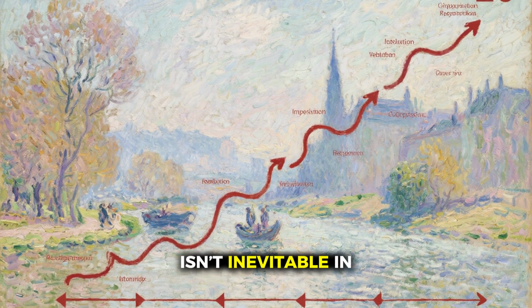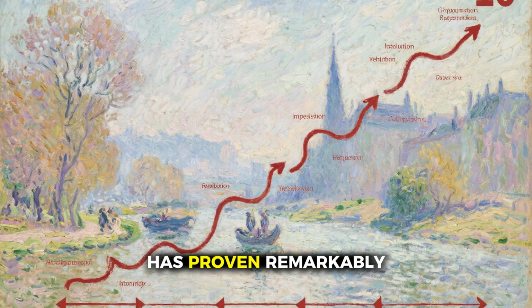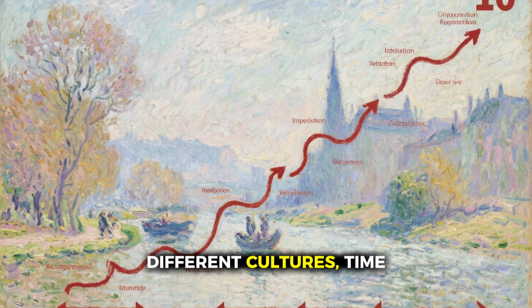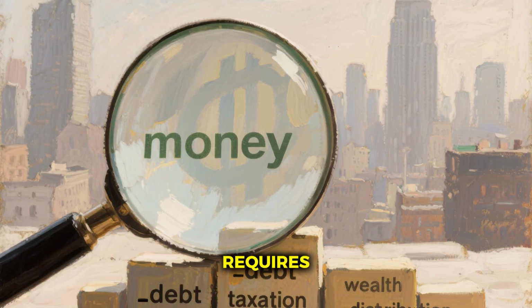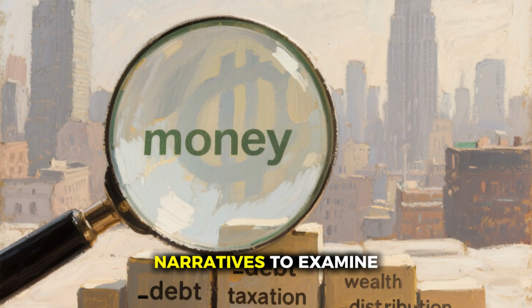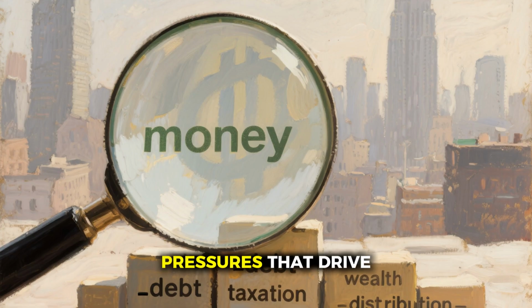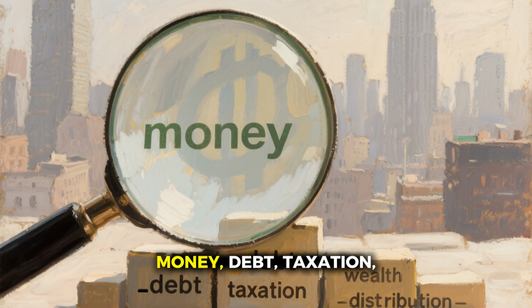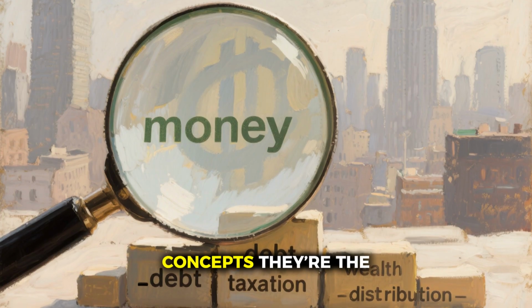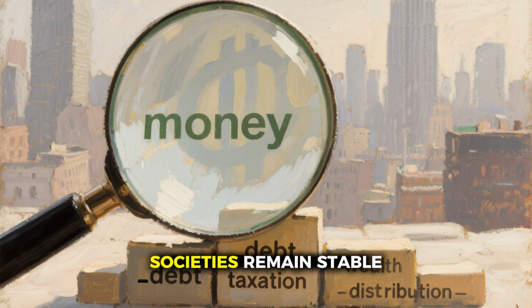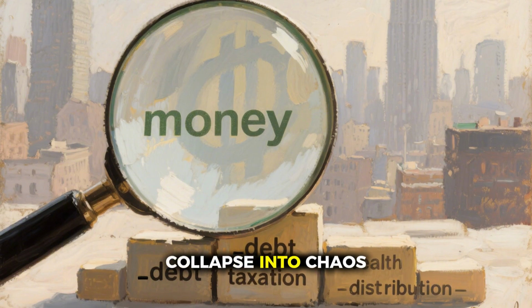The progression isn't inevitable in every case, but the pattern has proven remarkably consistent across different cultures, time periods, and economic systems. Understanding this cycle requires looking beyond surface political narratives to examine the underlying economic pressures that drive social change. Money, debt, taxation, and wealth distribution aren't abstract concepts. They're the fundamental forces that determine whether societies remain stable or collapse into chaos.